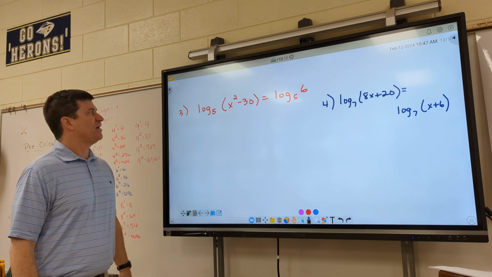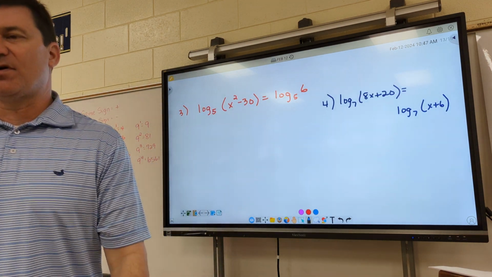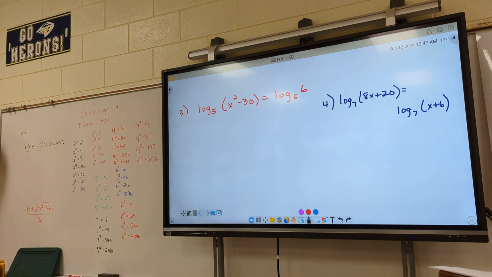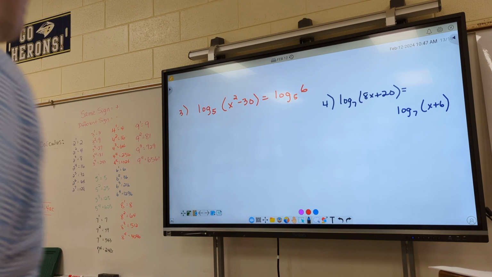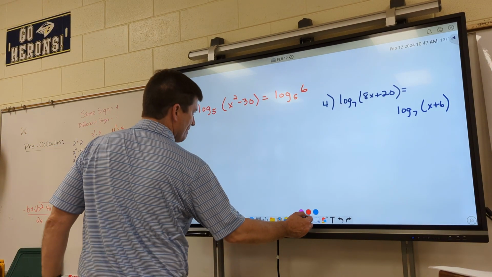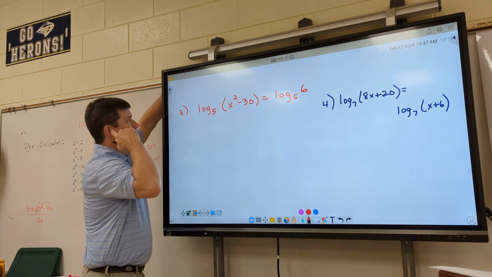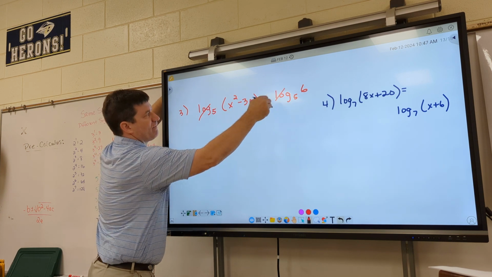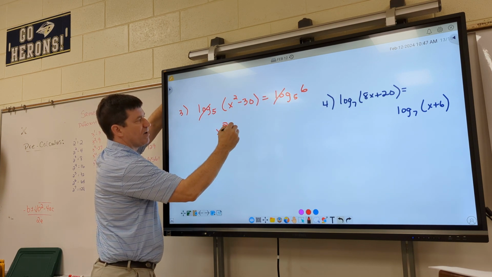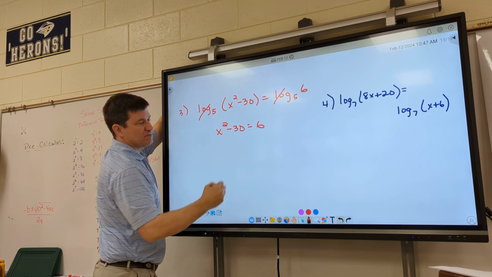Should be the same thing. 3 is a little different. Start out by marking out your logs, set it up, and I'll help you with it. We got, all right, these two mark out, right? We got x squared minus 30 equals 6.